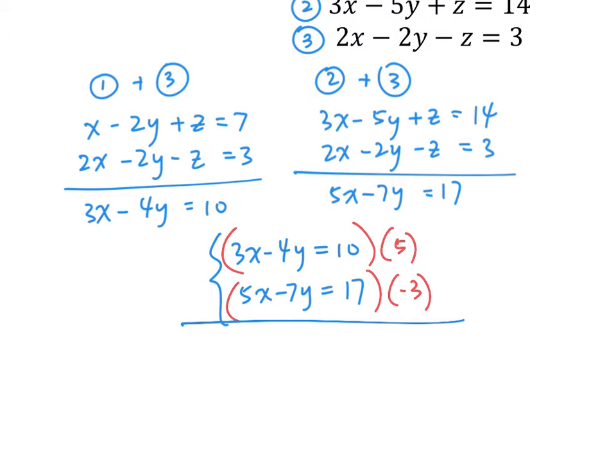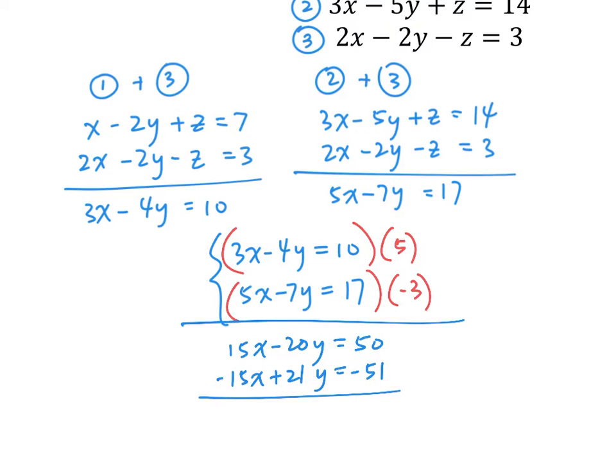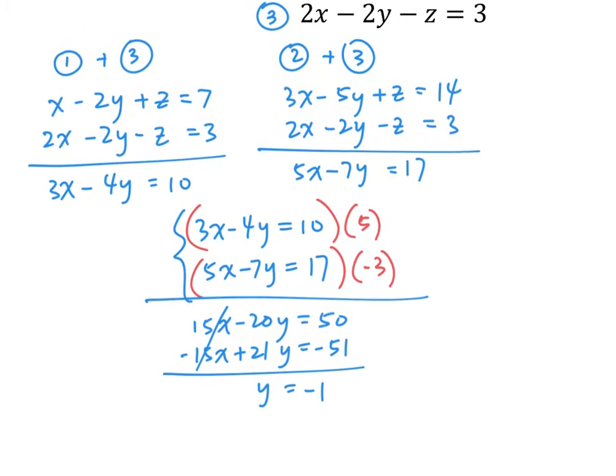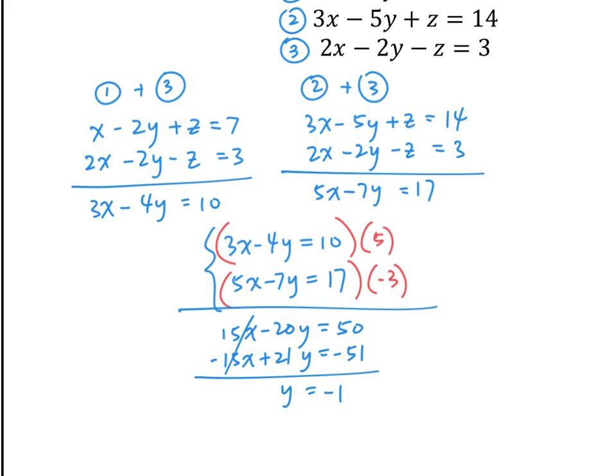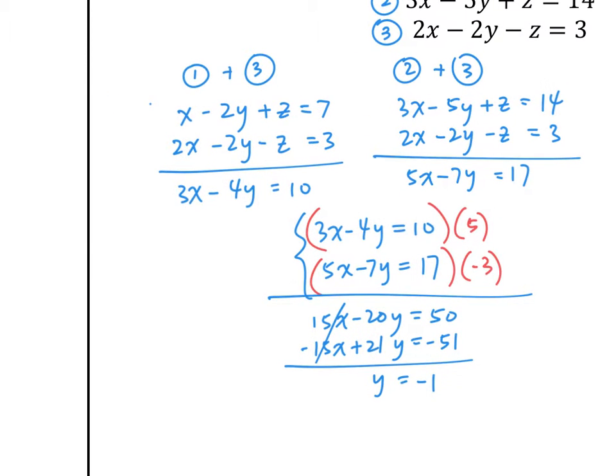All right, so 15x minus 20y equals 50, minus 15x plus 21y equals negative 51. Add straight down, the x's cancel, so y equals minus 1. That's good. Now what we want to do is go back and solve for the other variables. Since we have y equal to something, we can use either of these to figure out what x is. It doesn't really matter which one. I'm going to use the left-hand one.